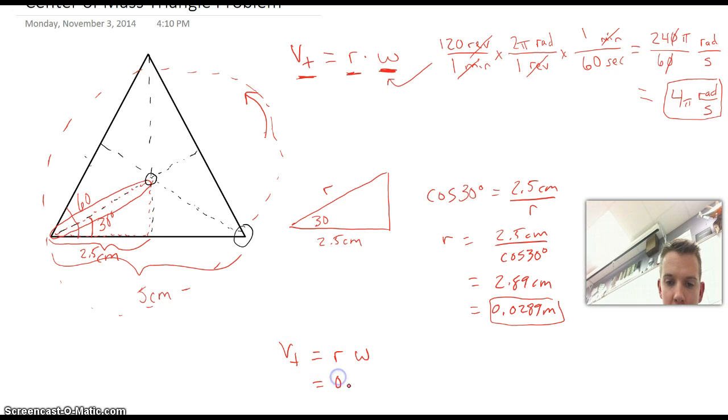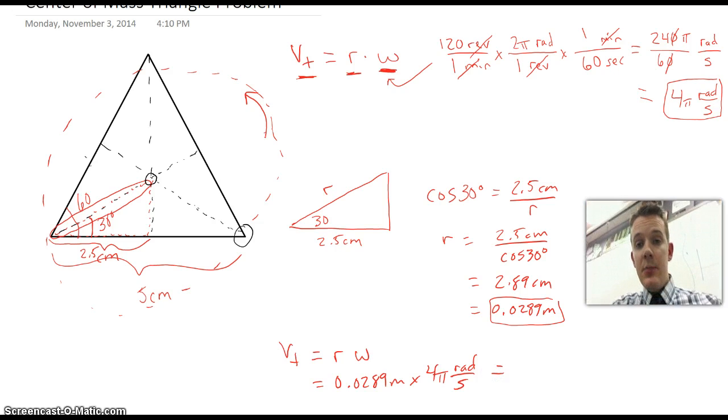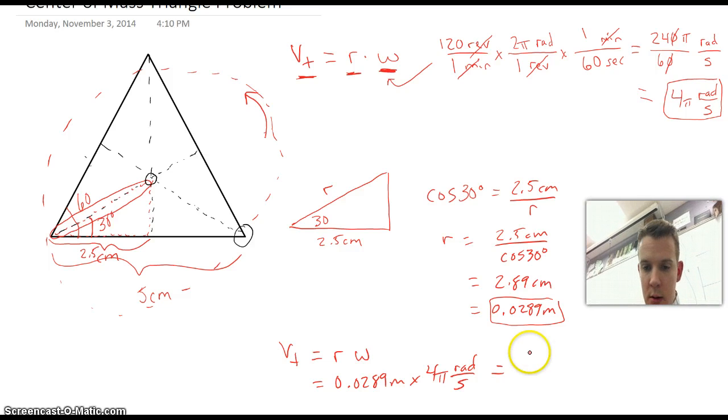Now I can take this radius and the angular velocity from up here and plug them into my equation. We've got 0.0289 meters times 4 pi radians per second. I plugged that into my calculator, and I got 0.36 meters per second.